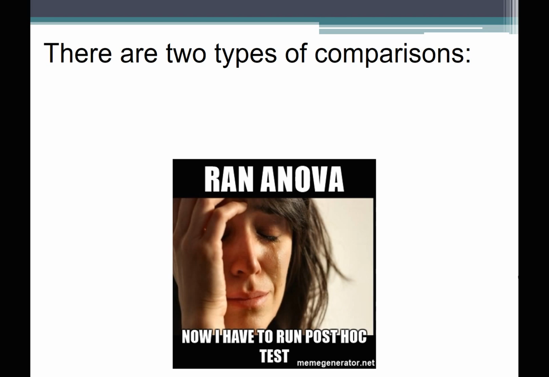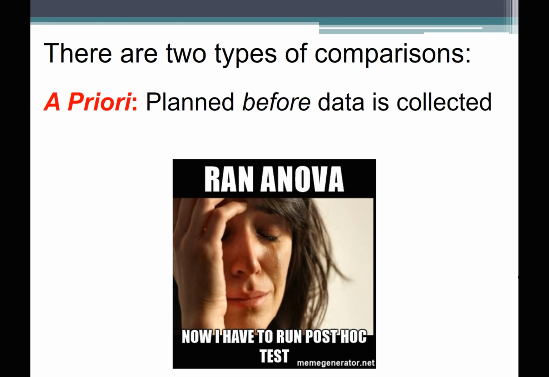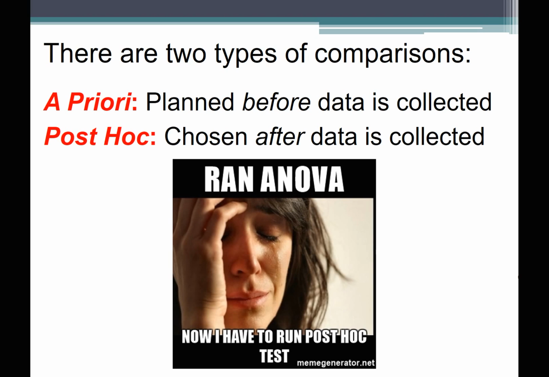So we have two types of comparisons. We can do a priori, which means that we plan to compare specific groups against each other before we ever collected our data. Or we can do post-hoc comparisons, which is by and large the more common type of comparison that you'll see. You will very often see post-hoc tests, not so often a priori. Post-hoc means that we decided to test for differences between our groups after we already collected our data.